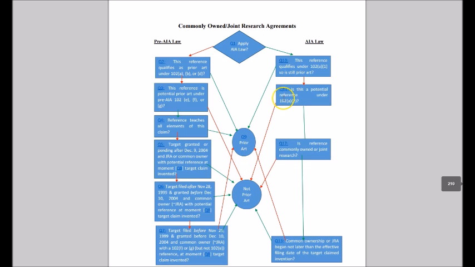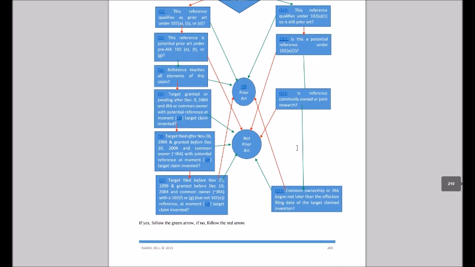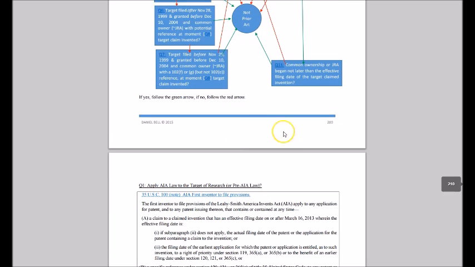So if you'll notice, it asks, is this application being treated under the AIA or pre-AIA? If it's pre-AIA, we go down this flowchart, and we either pop out and we're prior art, or we pop out and we're not prior art because we're commonly owned or we're part of this joint research agreement. And this side is the one you go down if the application is being treated under the AIA. And then each of these boxes here you see will have a clickable link in it.